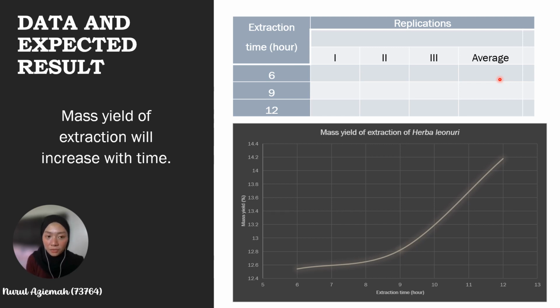an efficiency reference. On the other hand, this is our expected result, where the mass yield of extraction will increase with time. The total weight of extract is assumed to be representative of the yield of herbal oil. Therefore, our hypothesis is that mass yield of extraction will increase with time.